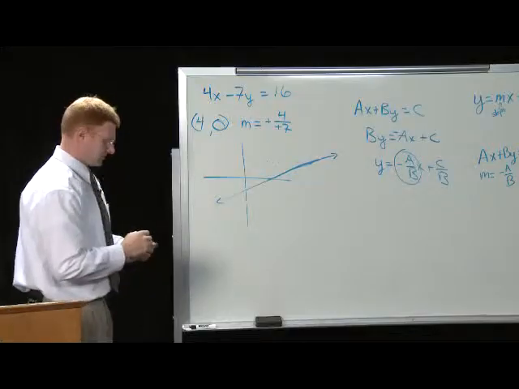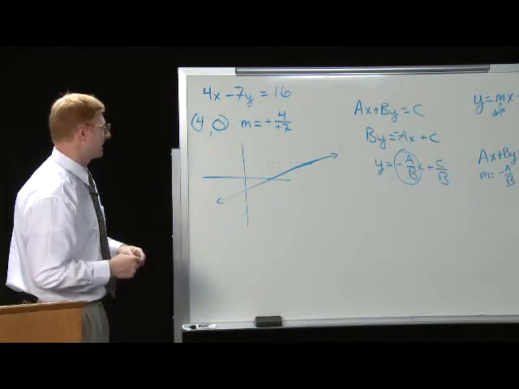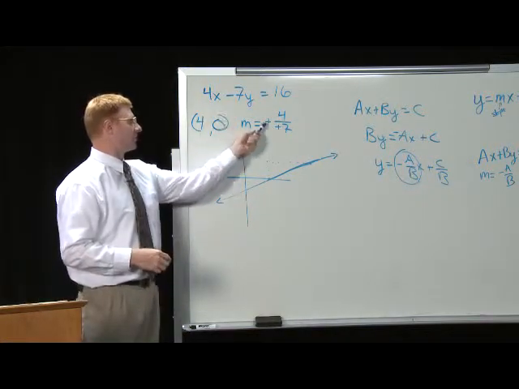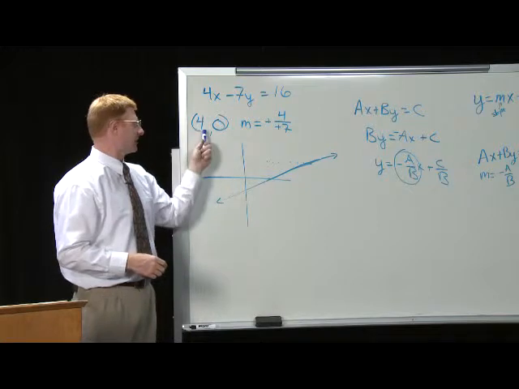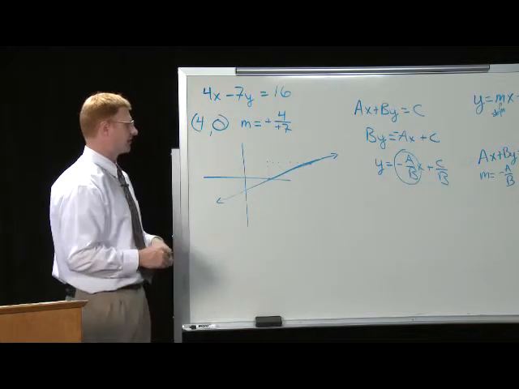There we go. So you're able to graph lines fairly quickly if you can pull the slope out of the equation fast. All you have to do is find one point and you're able to graph the other ones.